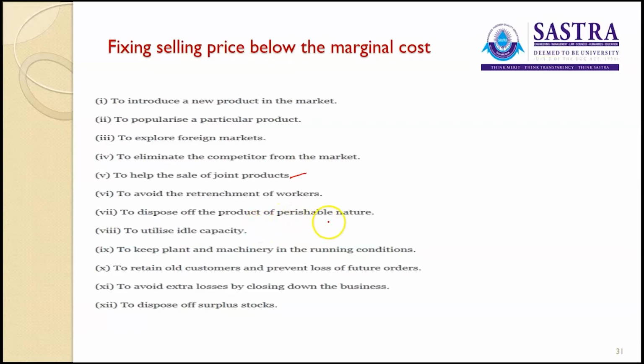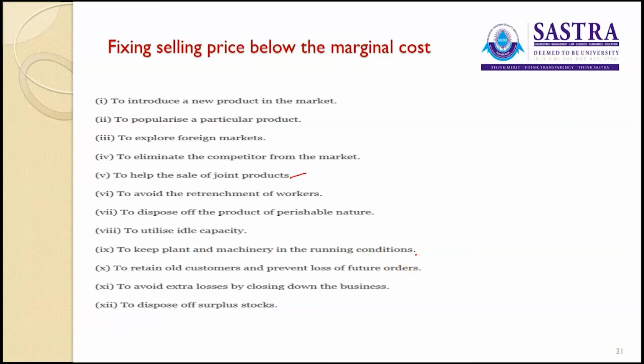To dispose of the product of perishable nature. When the product is of perishable nature and you cannot maintain the product beyond a particular time limit, then you can go for selling below your marginal cost. Then you will utilize your idle capacity. When your spare capacity is remaining idle, instead of leaving the machine idle, as we have seen in the previous problem, we can go for utilization of spare or idle capacities at different prices. That is not your normal price. You can use the capacity also to keep the plant and machinery in running condition.